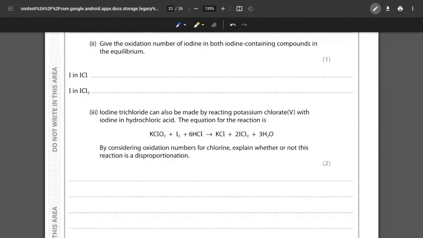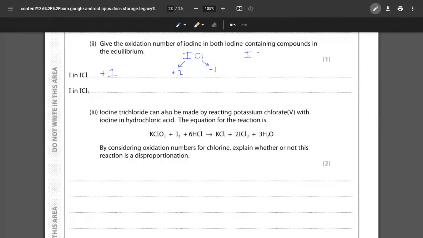For part 2, we are now looking at oxidation numbers. So we want to give the oxidation number of the iodine in both of the compounds. Iodine is one of those substances that can change its oxidation number. So we have to think about what is happening here. So if I have the ICl, well, chlorine, the more electronegative, is always the negative. So that's going to be -1, meaning that must be +1. Therefore, our first answer is +1.